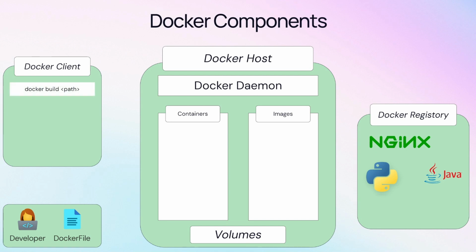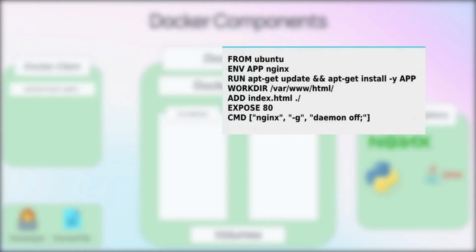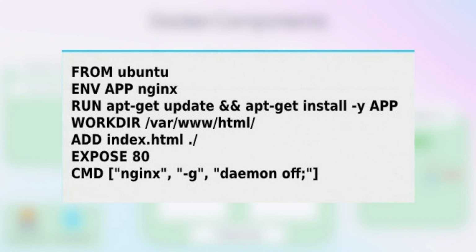First we have the Dockerfile. Now let's understand what a Dockerfile is. A Dockerfile is a text file that contains a series of instructions for building a Docker image. Here is an example of this Dockerfile. The Dockerfile looks like this. You'll use a Dockerfile to create your own custom Docker image. In other words, to define your custom environment to be used in a Docker container.